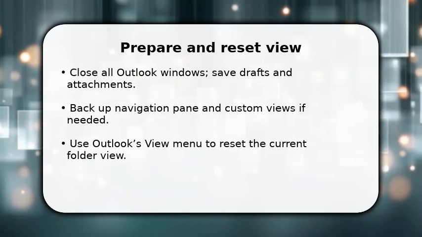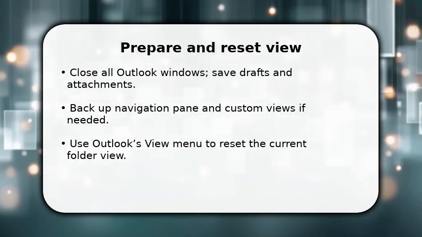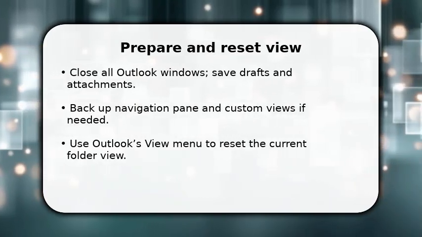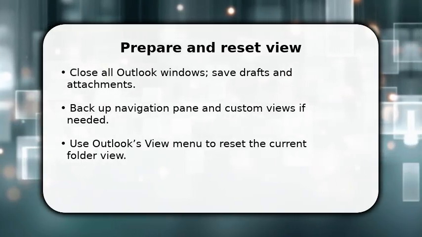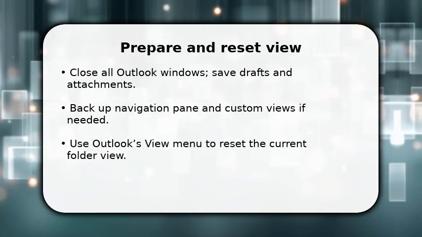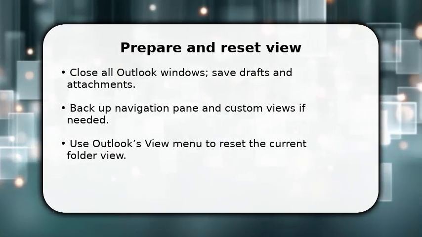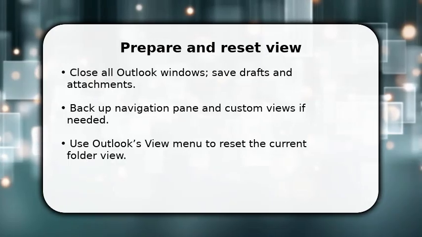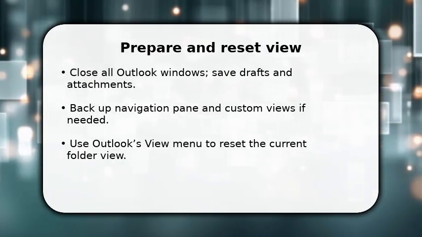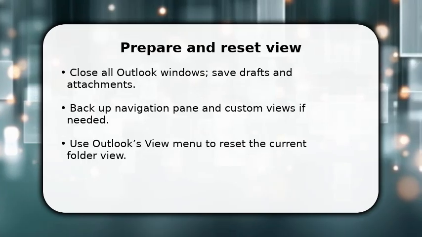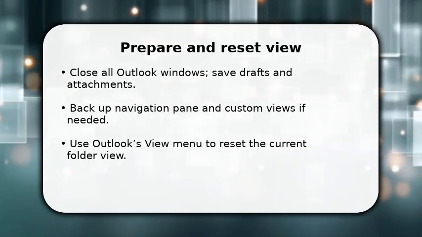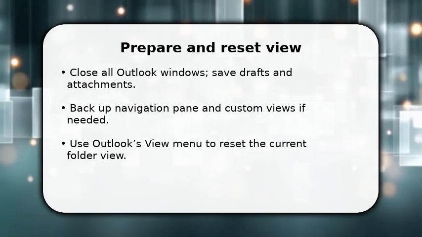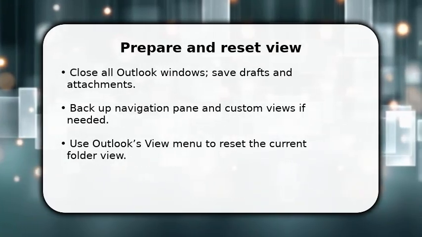You start by preparing the app so changes don't corrupt work. Close extra windows and save drafts, then back up any custom views. Open the View tab and choose Reset View to clear layout overrides. This immediately reverts filters, sorting, and column widths for the active folder. Once done, make sure the navigation pane is visible from View folder pane. That first reset removes hidden settings that commonly cause scrambled layouts and gives you a clean baseline.